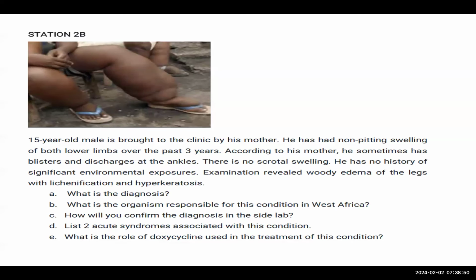Question A says, what is the diagnosis? B, what is the organism responsible for this condition in West Africa? C, how will you confirm the diagnosis in the site lab? D, list 2 acute syndromes associated with this condition. And E, what is the role of doxycycline used in the treatment of this condition?